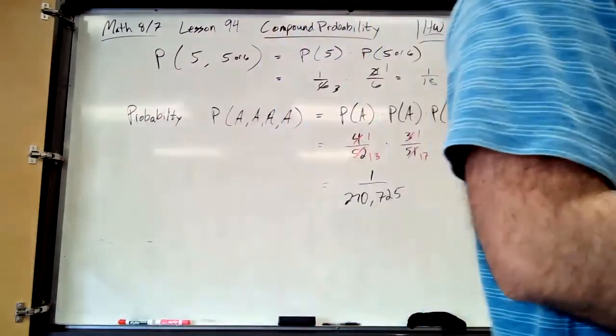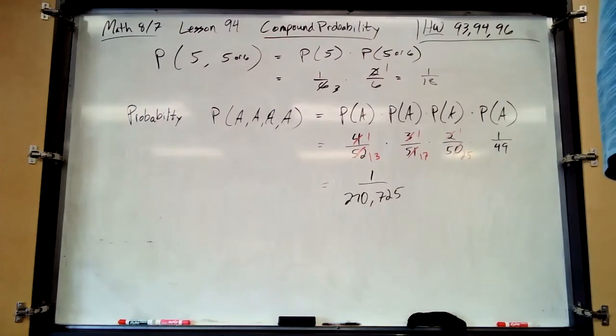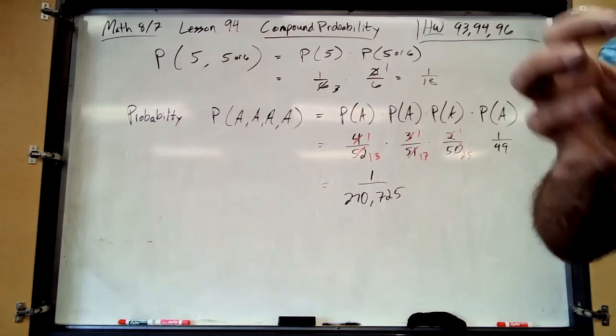Okay. All right. Any questions with probability? No. Compound probability. See why it's called compound? Because it's things happening in a certain order.